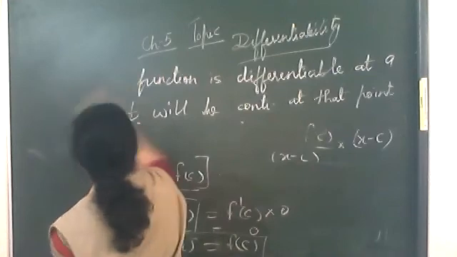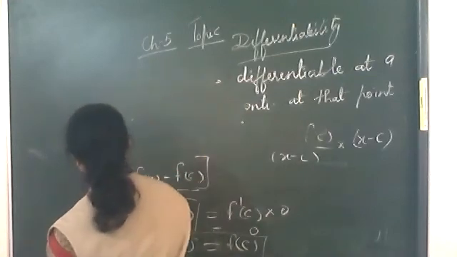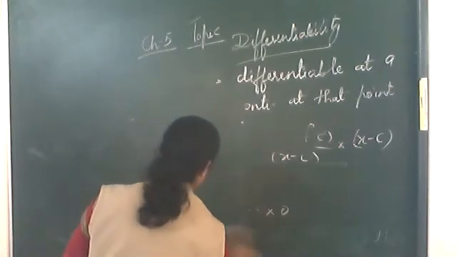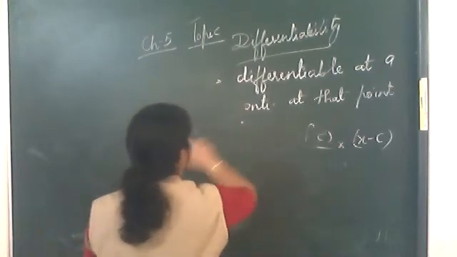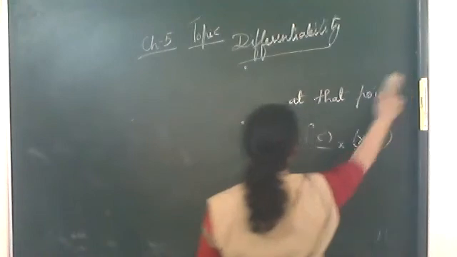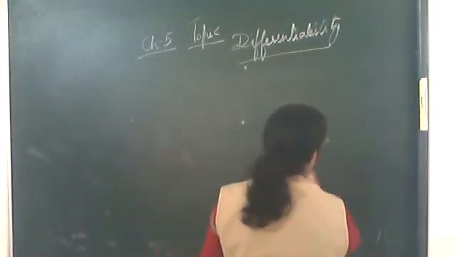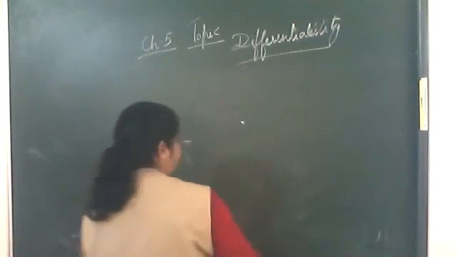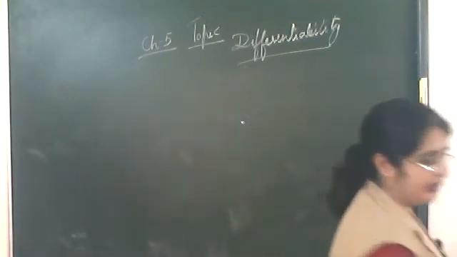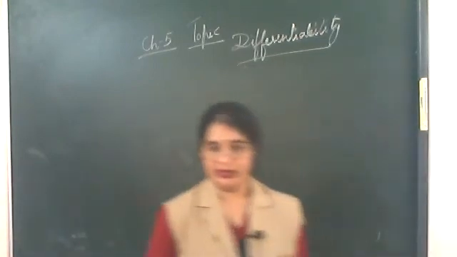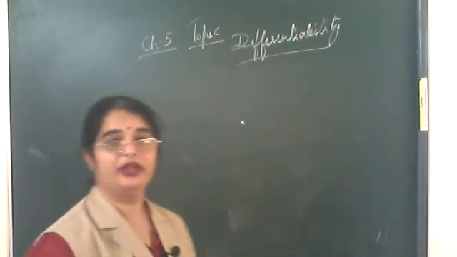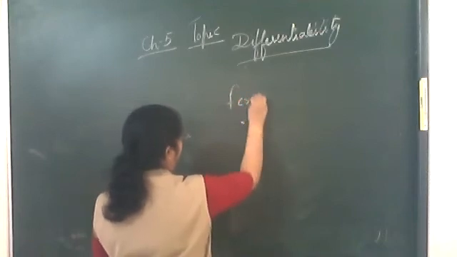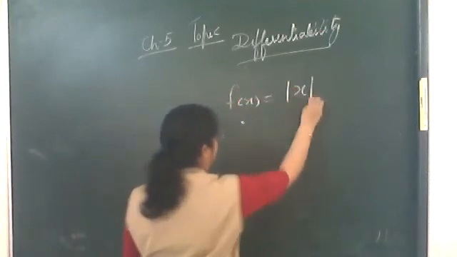Now, I'll give you one example of this. Just see, f(x) is equal to mod of x. First of all, let me know whether the converse of this is true or not. If a function is continuous, whether it will be differentiable or not. It can be or it cannot be. It can be differentiable and it cannot be. We'll take one example. f(x) is equal to mod of x.